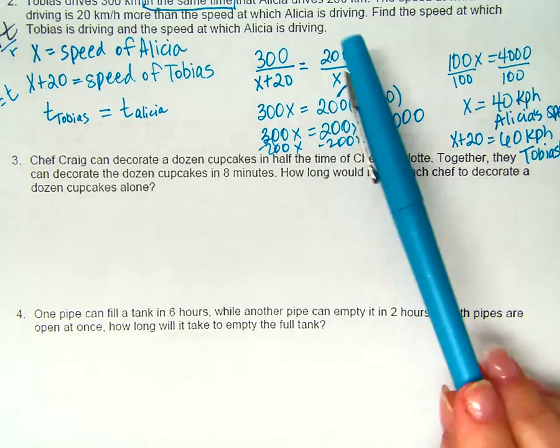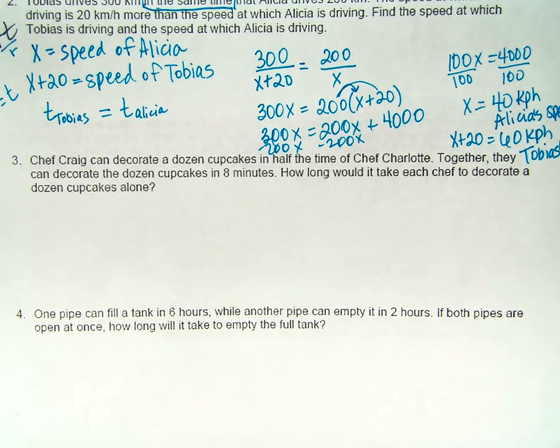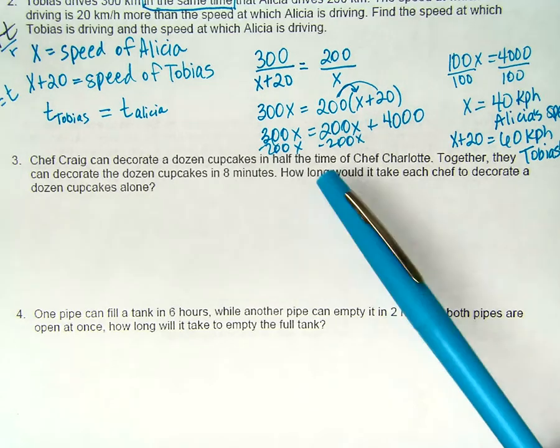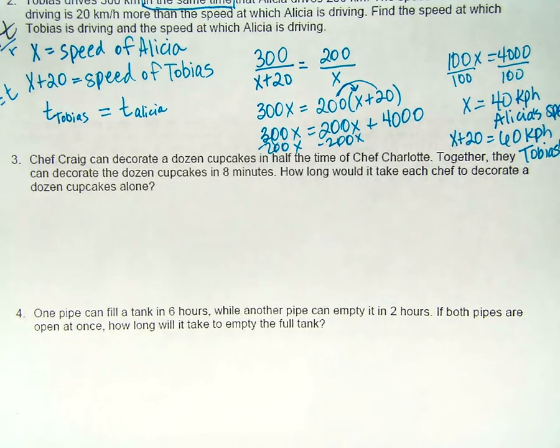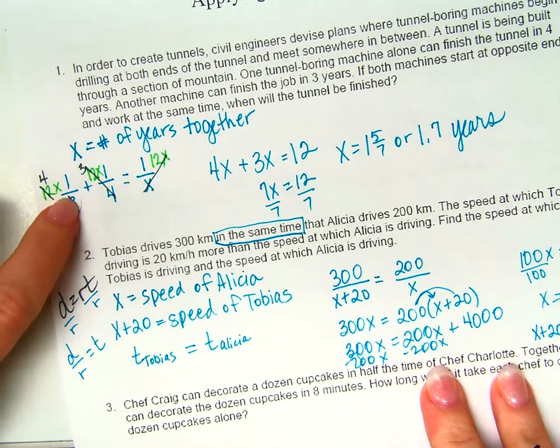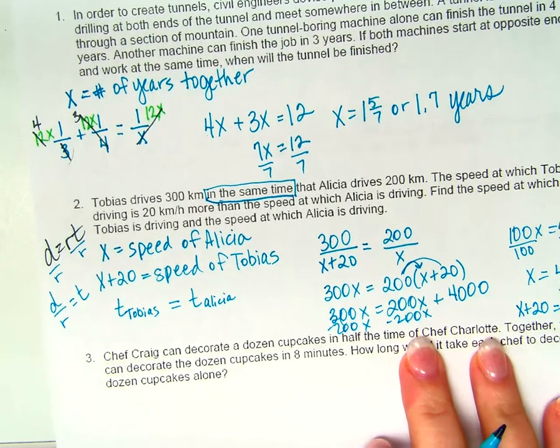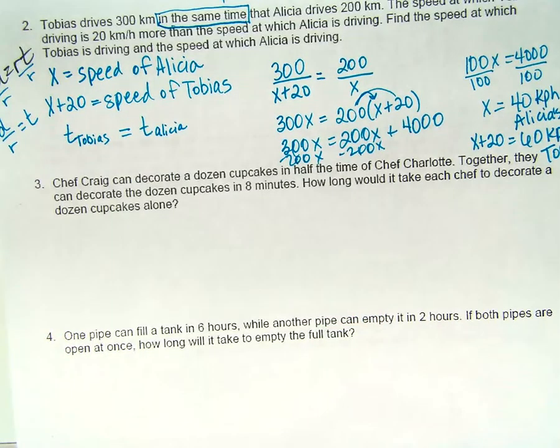So this is a lot like problem number 1, isn't it? The two machines working together, trying to figure out their total time. The difference is, it's two chefs working together. We know their total time. We want to know their individual time. So yeah, it's going to look a lot like this problem up here, right? So first we need to define our variable. What variable would you like to use?